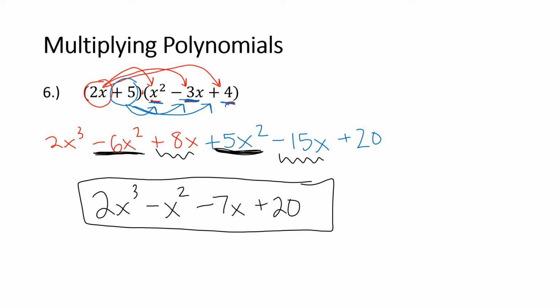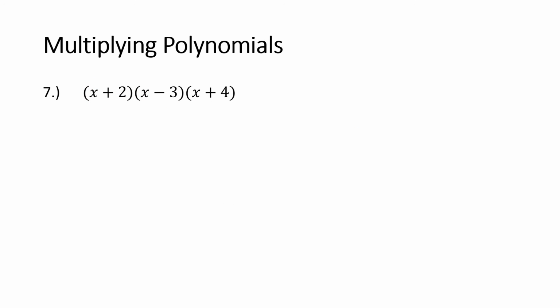Let's try one more example, a little more complicated this time. Number 7, we have x plus 2 times x minus 3 times x plus 4. Here we have 3 binomials that are being multiplied together. What you want to do is just pick 2 of them to start with. It does not matter which 2 you choose. So for us, let's just take these second 2 here and let's distribute this.